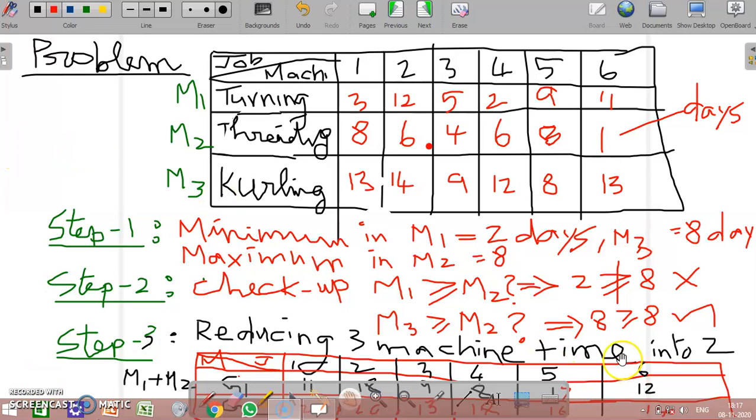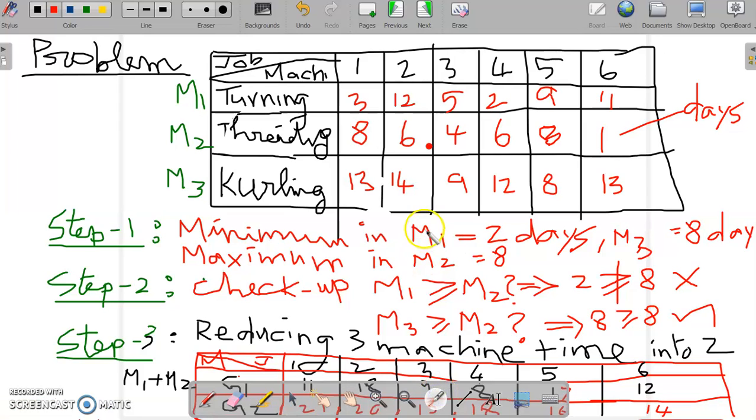Okay, students, I am very happy to teach this wonderful problem, that is the sequencing problem. So far we studied the problem of two machines and n jobs. Now I am taking up another problem.